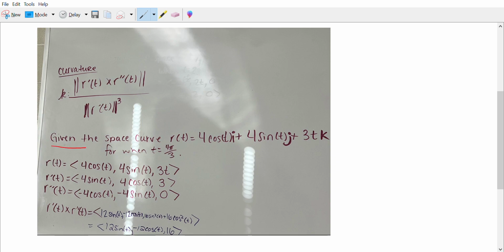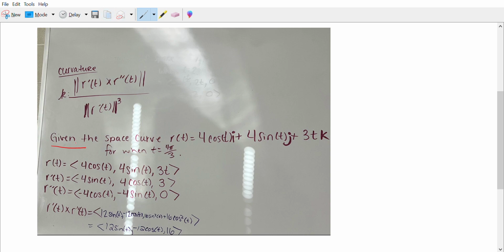Given the space curve r of t equals 4 cosine t plus 4 sine t plus 3t, for when t equals 4 pi over 3. You may not remember, but if you do, the formula given to us is the formula for a helix, and the curvature is going to be constant. So we are not even going to need the 4 pi over 3, because the curvature will be the same at any point on the helix.